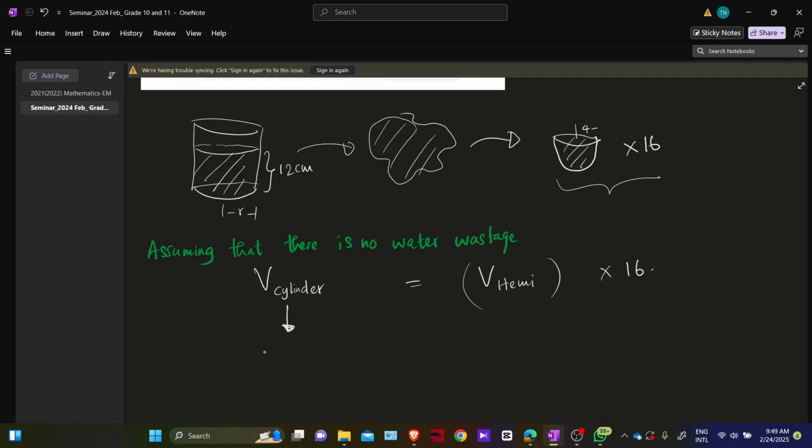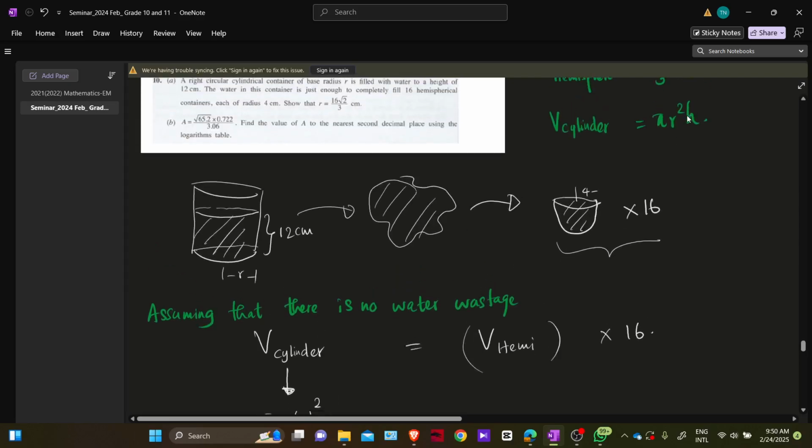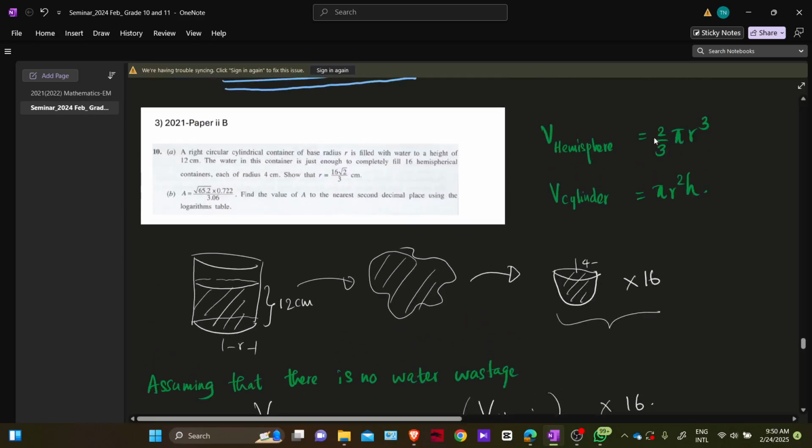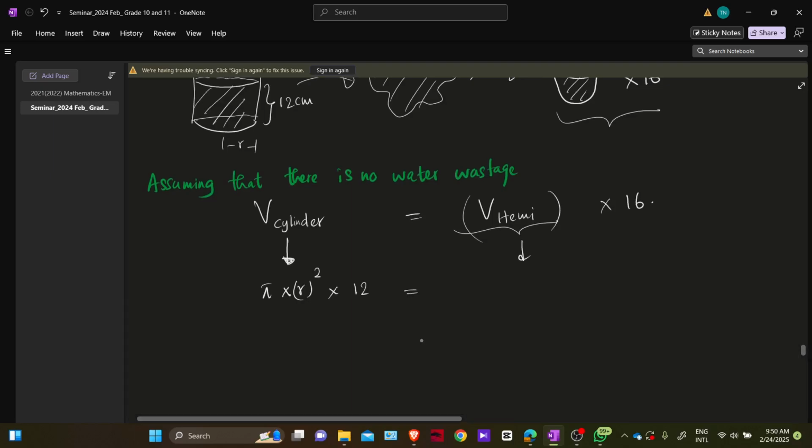Think about this one. Let's write pi, radius is r to the index 2 times, what's the height? Height is 12. Think about the volume of a hemisphere. That is nothing but 2 over 3 times pi r to the index 3. 2 over 3, pi. What's the radius here? Radius is r. Radius is 4. R to the index 3 times 16, right?